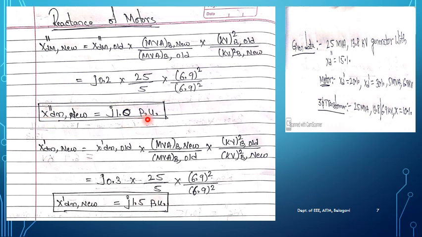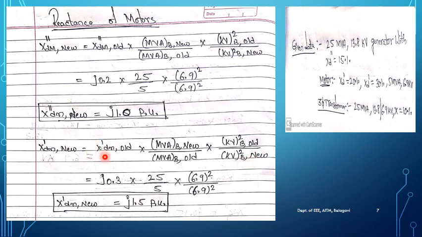Now similarly, find out the transient reactance for motors. According to that, the formula will get changed over here. So we are going to find the transient reactance in per unit value, which will be equal to the transient reactance of the motor old value into per unit base new divided by per unit base old, kilovolt base old whole square divided by kilovolt base new square.